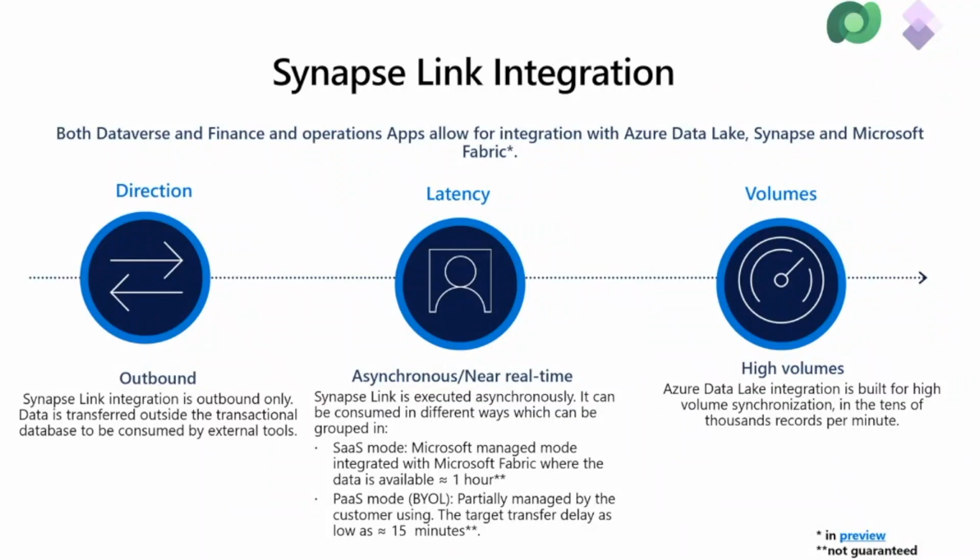For the Platform as a Service mode, where customers can use their own lake with Azure Synapse Link for Dataverse, the export runs near real time with around 15-minute frequency and is built for high-volume synchronizations. For Software as a Service mode, when using Azure Synapse Link with Microsoft Fabric, the frequency is around 1 hour, and again, it's built for high-volume synchronizations.